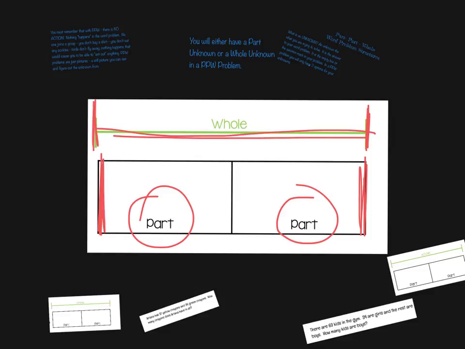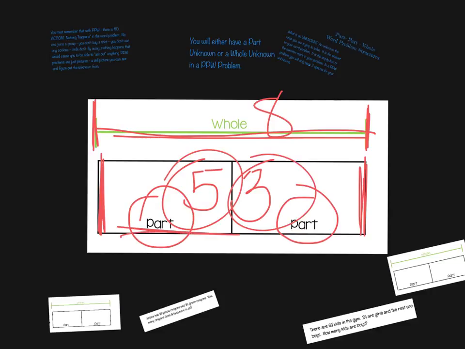And it makes sense. Let's just say, for example, that you have 5 as a part. And on this side, let's say we had the number 3 as a part. Well, could you figure out your whole, class? Absolutely. Your whole would be 8, because 5 and 3, those two parts, make up the whole of 8.